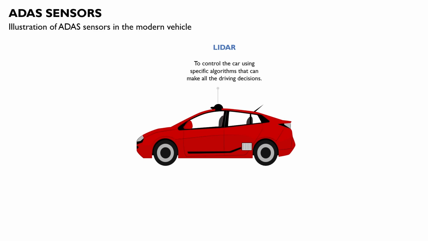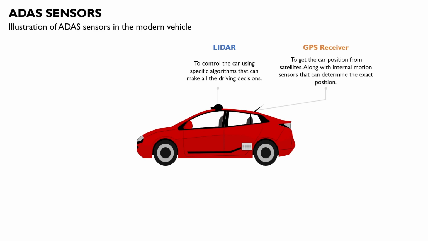We'll start with LiDAR. It utilizes laser light to measure distances with high precision, creating detailed three-dimensional maps of the surrounding environment. LiDAR mainly operates by emitting laser beams and measuring the time it takes for the light to return after hitting an object. This information is used to calculate the distance to objects in the sensor's field of view.